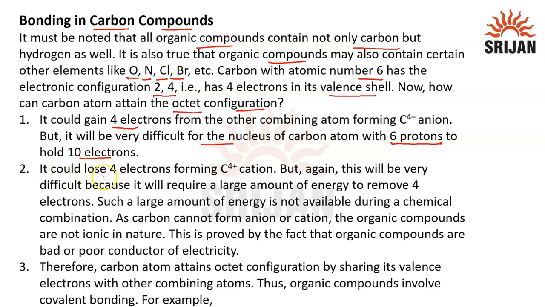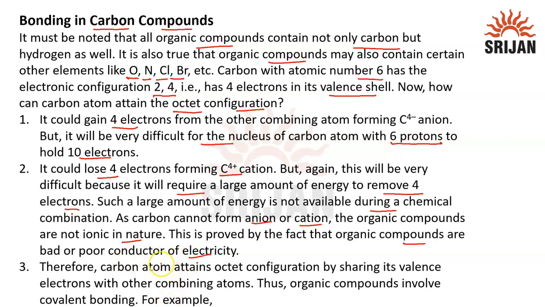Next, it could lose 4 electrons, forming the C4+ cation. But again this will be very difficult, because it would require a large amount of energy to remove 4 electrons from an atom, and such a large amount of energy is not available during a chemical combination. As carbon cannot form an anion or cation, organic compounds are not ionic in nature. This is also proved by the fact that organic compounds are poor conductors of electricity.